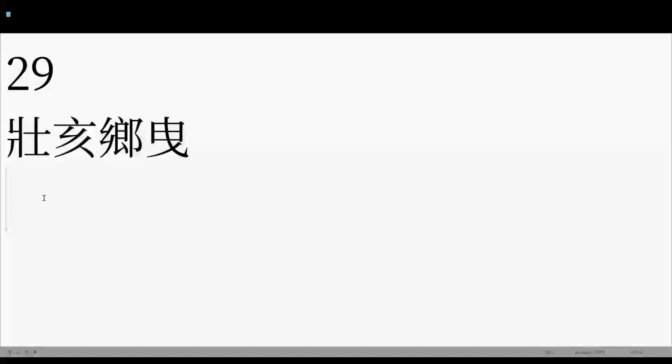Okay, so the last radical, 2 9, is at the 2 lower key. Let's see the first character. You can see on the left hand side it begins with 2 left turn and continues. We have 3 vertical, and this is 1 horizontal, and ends with 9 left falling. So you can see on the left hand side this is 2 9. 2 9 is at 2 lower.